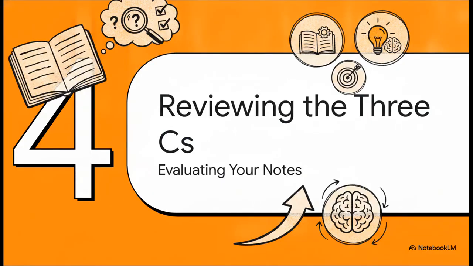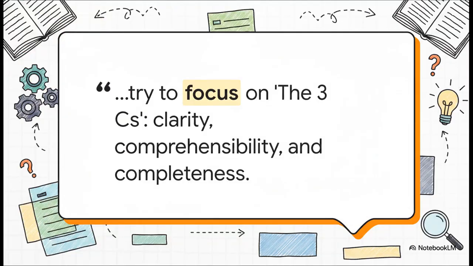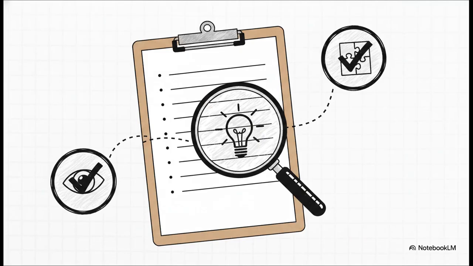All right, on to our final section. Section 4, reviewing the 3 C's, evaluating your notes. The source material provides us with this fantastic, really actionable quote. When making notes from a lecture, try to focus on the 3 C's: clarity, comprehensibility, and completeness. This right here is your definitive rubric. You see, whenever you finish taking linear notes, you really shouldn't just close your notebook and call it a day. You need to review what you've written through the lens of these 3 specific qualities. So let's break down exactly what that checklist looks like so you know what you're actually evaluating.